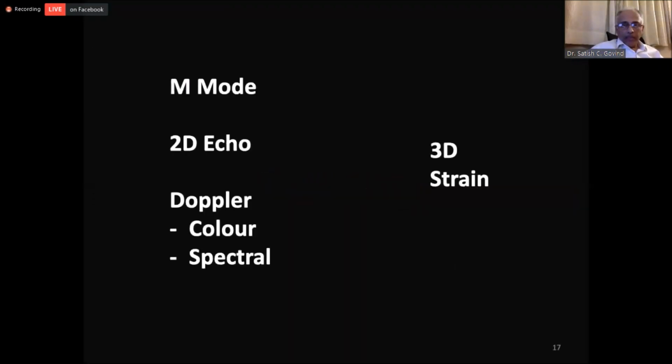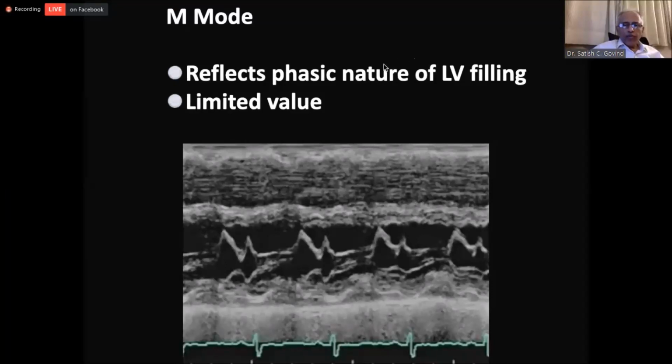Now let us look at the methods. Method-wise, there is the M-mode echo, the 2D echo, and the Doppler. This is the mainstay, the backbone of routine echo as far as the mitral valve is concerned. We now have 3D, which is playing a big role, and strain, which is mentioned but still has a limited role. M-mode has limited value only in certain scenarios, and these waveforms generally tell us about some abnormality in how the filling is happening, in terms of any pathologies. Primarily it reflects the phasic nature of the LV filling, but with limited value.